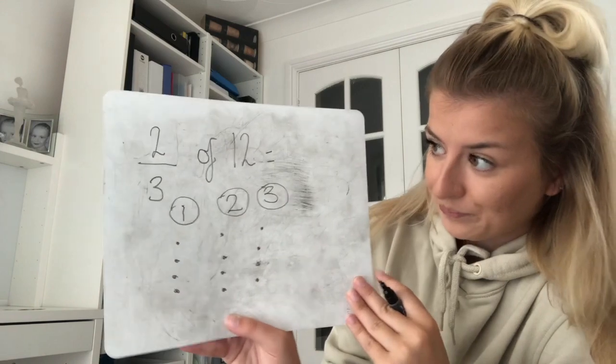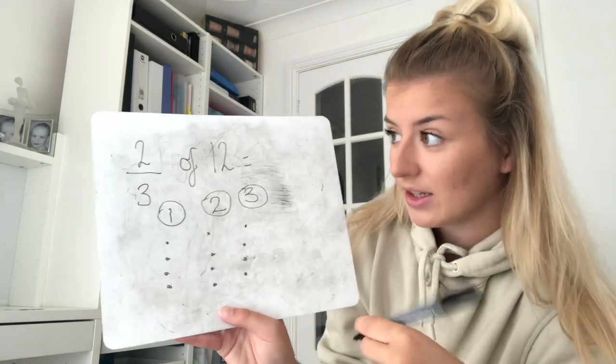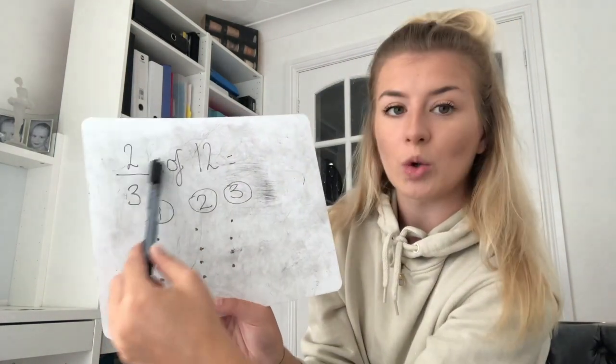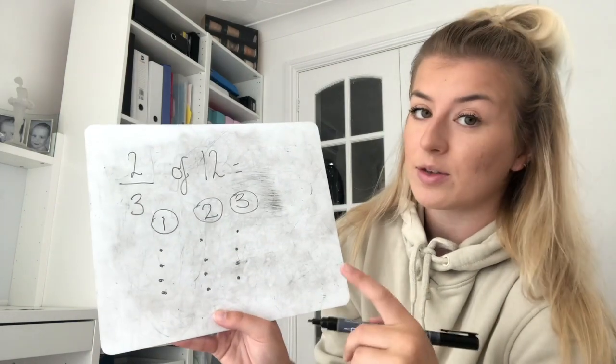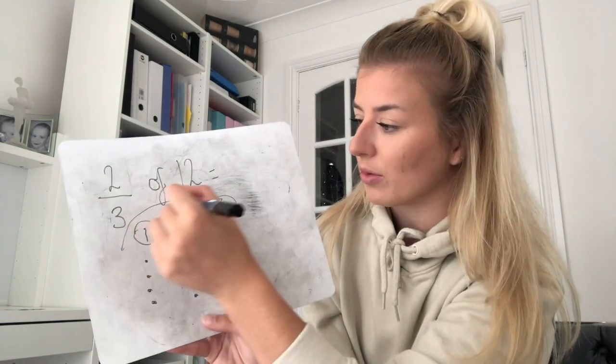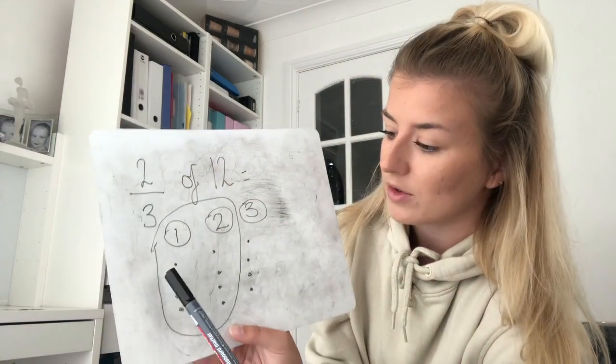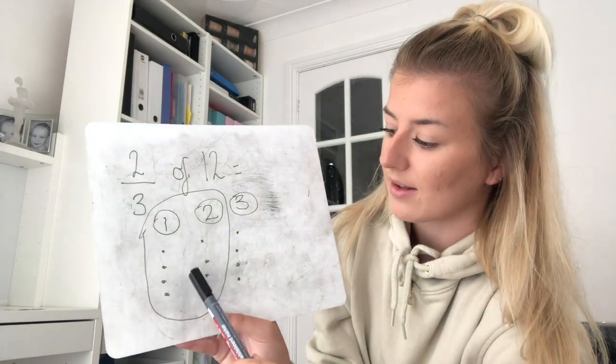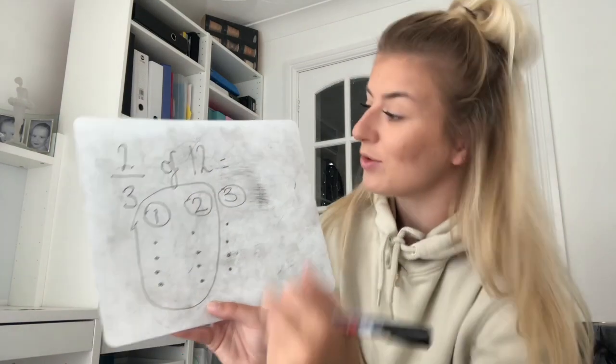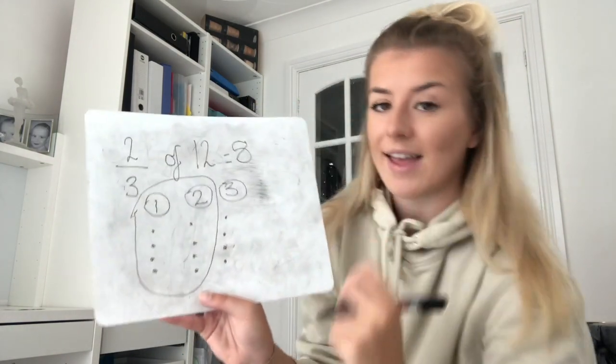Okay, so I've shared it out. Let's have a look at the numerator. So this time we've got 2 parts that we need to look at. So I'm going to circle 2 of my groups. Okay, so let's count it. 1, 2, 3, 4, 5, 6, 7, 8. 2/3 of 12 is 8.